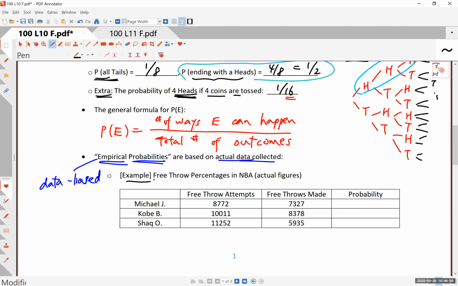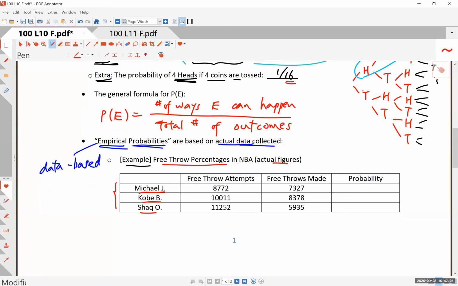So here's a simple example, and these are accurate numbers, by the way. You can look up these numbers. Free throw percentages by NBA players, actual figures. I prepared this back in 2019, and did not realize that one of them would no longer be with us so soon. Michael Jordan, Kobe Bryant, and Shaquille O'Neal. You are probably familiar with all these players. So these are the numbers of free throws they attempted in their NBA careers and the free throws made.